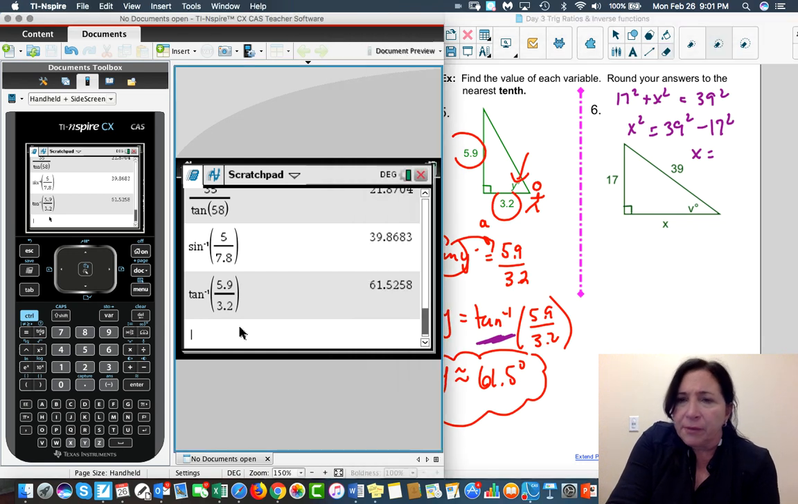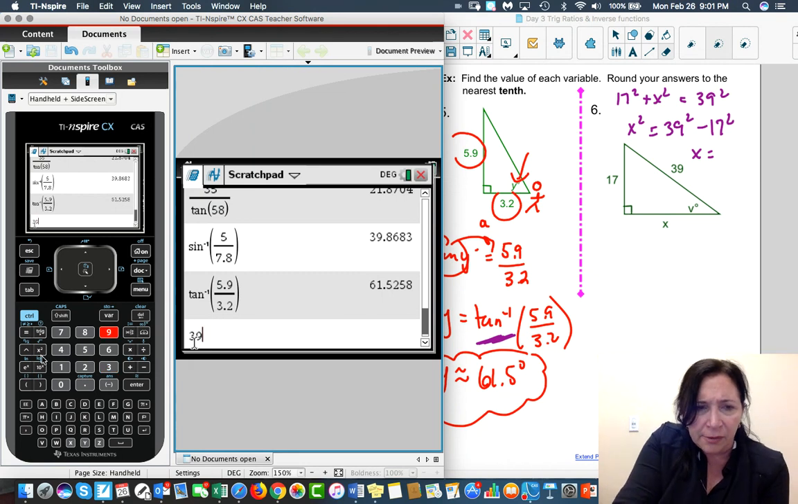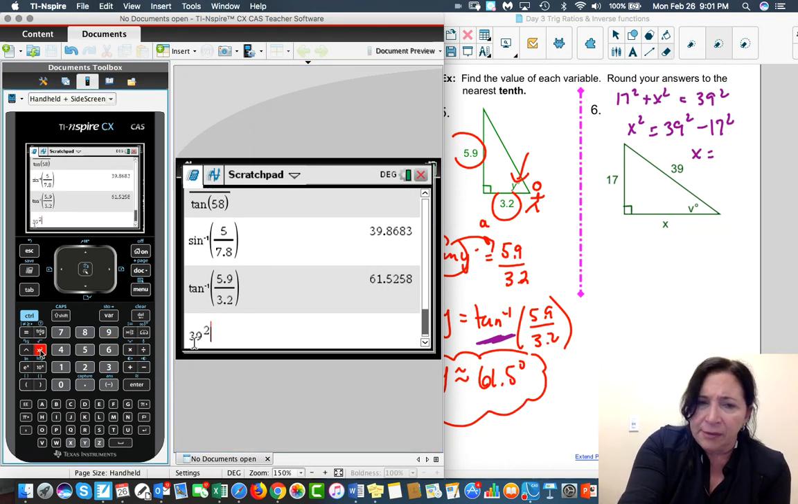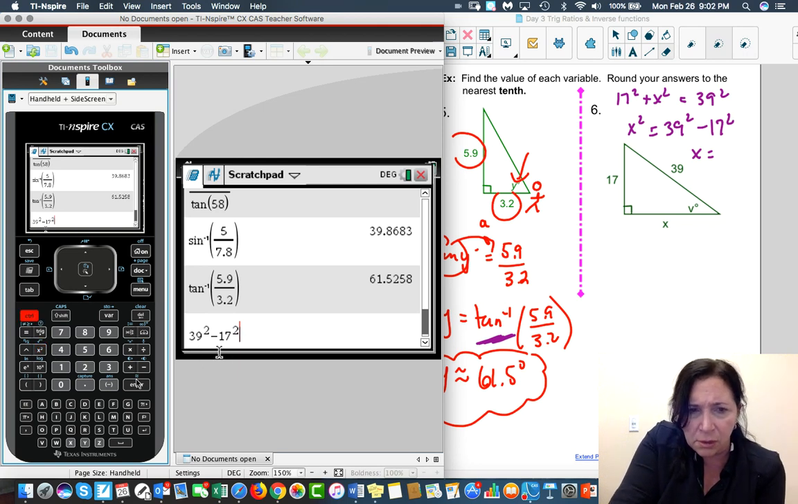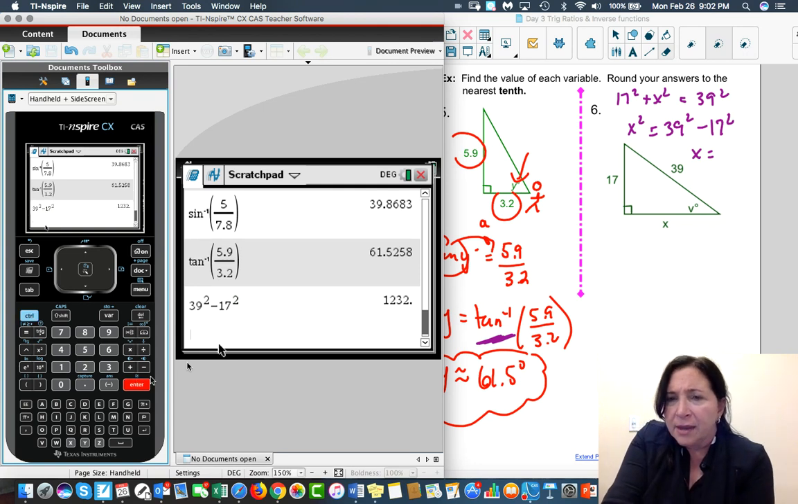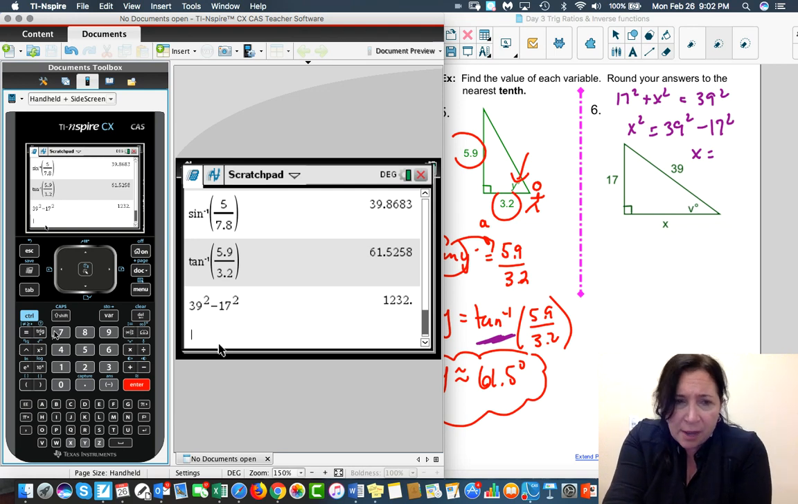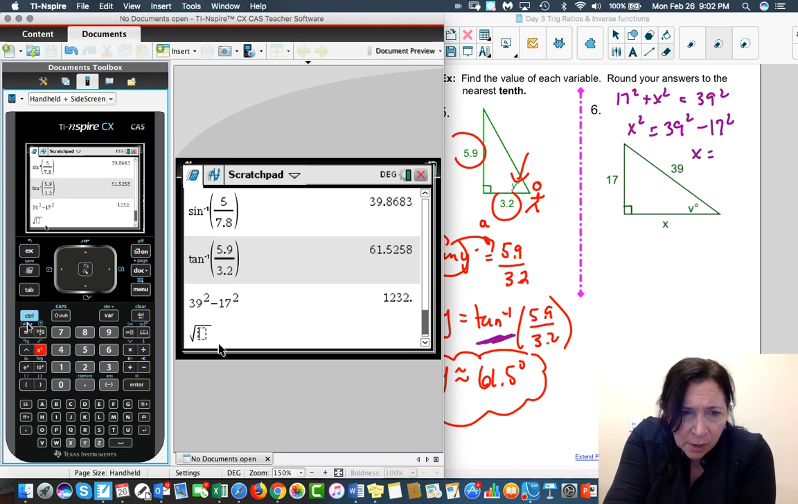So for the first part of the problem, I'm going to go 39 squared. So I'm going to hit the squared button, minus 17 squared here. If I'm not using any decimals, remember, I need to go control approximate, and I get 1232. Now, that's not the answer because remember, it not only does it not sound reasonable, but I need to square root that. So we're going to go square root of that answer, and I'm going to enter.